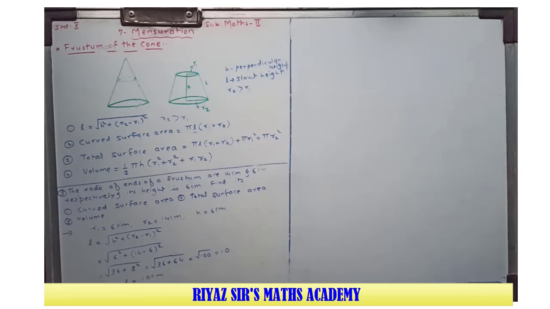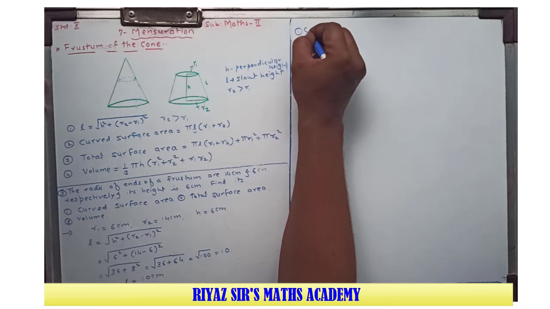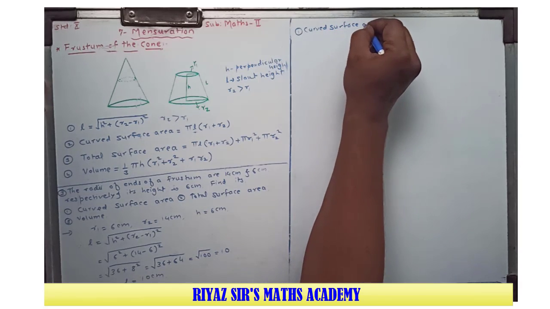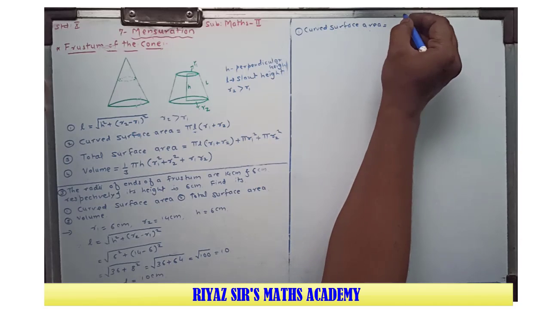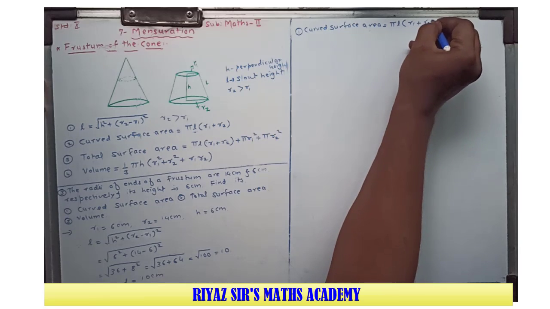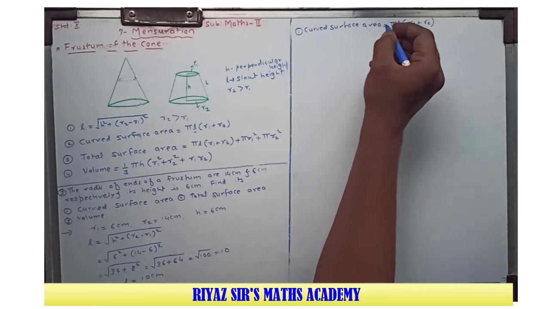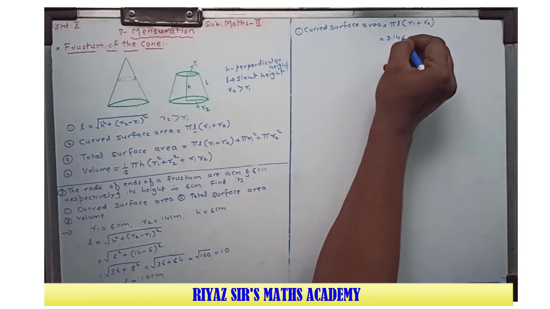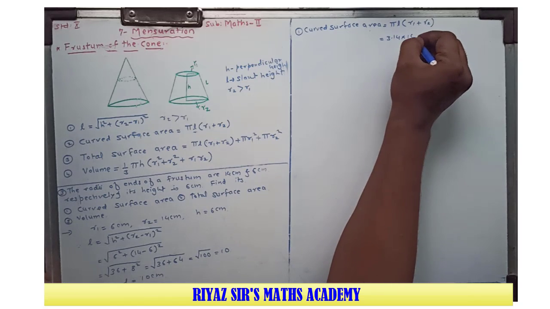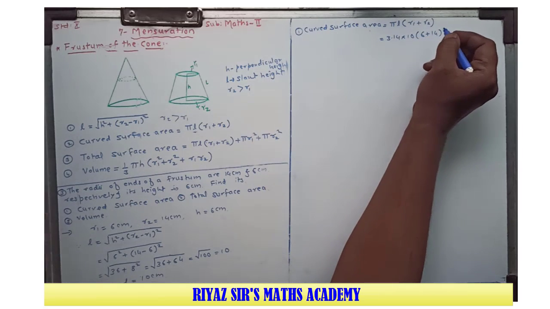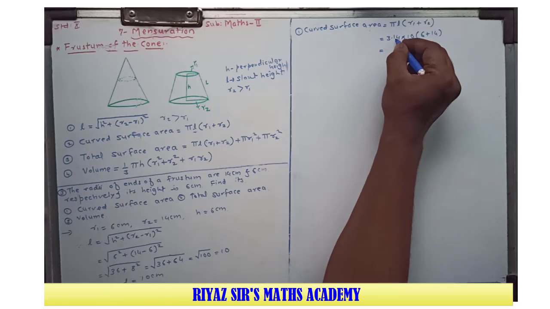Now we find the curved surface area first. The curved surface area is equal to pi L (R1 plus R2). The value for pi we took as 3.14, into L which is 10, into (R1, that is 6, plus R2, that is 14). Now the multiplication of 3.14 into 10 will be 31.4.